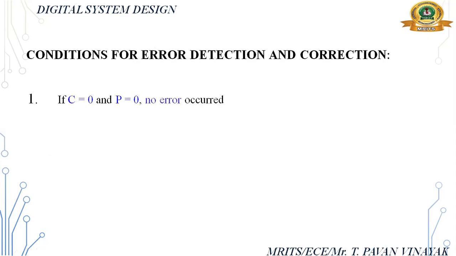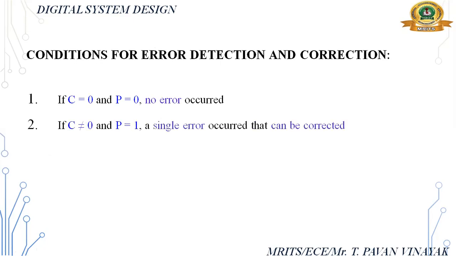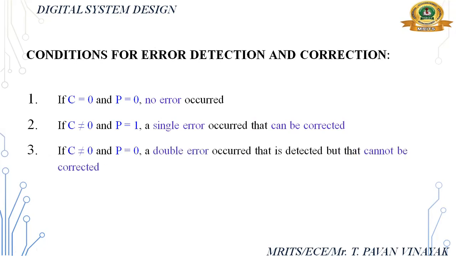If C is equal to 0 and P is equal to 0, it means no error. If C not equal to 0 and P is equal to 1, single error occurred and that can be corrected. If C not equal to 0 and P is equal to 0, double error occurred. We cannot correct it. If C is equal to 0 and P is equal to 1, error occurred in Pn plus 1 bit, means the parity bit we added.